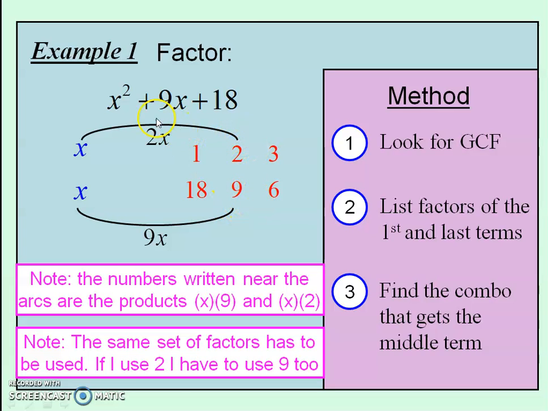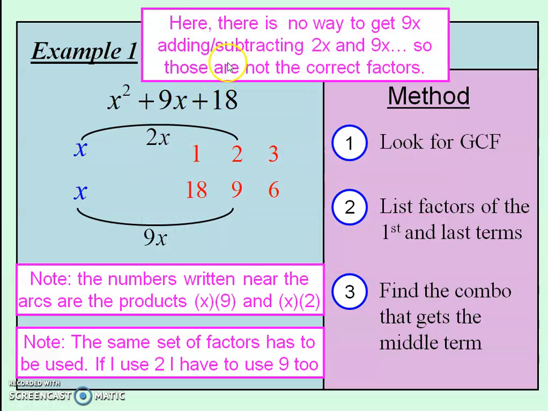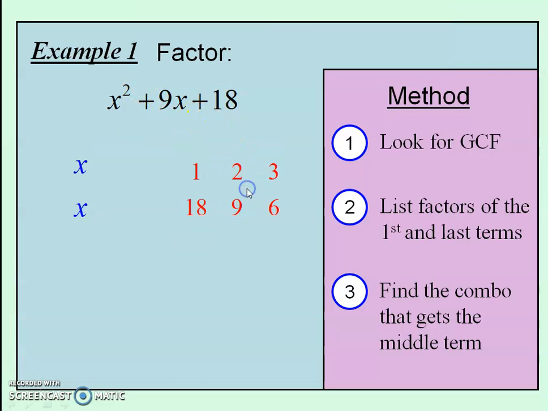Okay, so I end up with this 2x and this 9x. Now, is there any way to get to 9x using 2x and 9x by either adding or subtracting those terms? And here, there is no possible way to do that. If I added these two, I would get 11. If I subtracted them, I would get 7, or negative 7. There's no way to get 9, which means that 2 and 9 is not the correct combination.